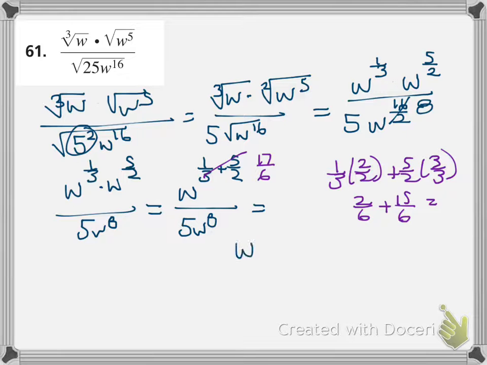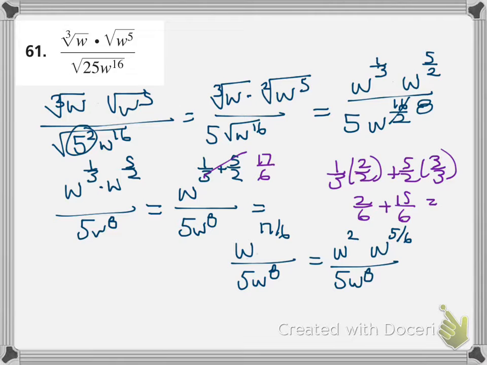So now we have w to the 17/6 over 5w to the 8th. Now 6 can go into 17 2 times. So 2 times. Then we're left with w raised to the 5/6 over 5w to the 8th power.